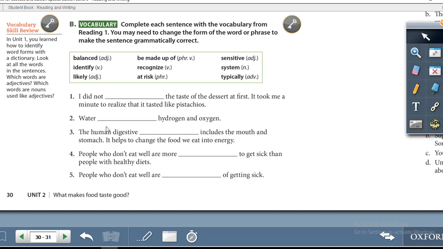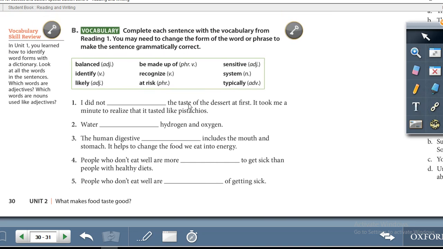It took me a minute to realize that it tasted like pistachios. So if the answer is recognize, I will take the word recognize and I will write it here. There is no need to change it to past tense, right? Because obviously did not already makes it into past tense, right? So you are going to complete this exercise in the same manner.